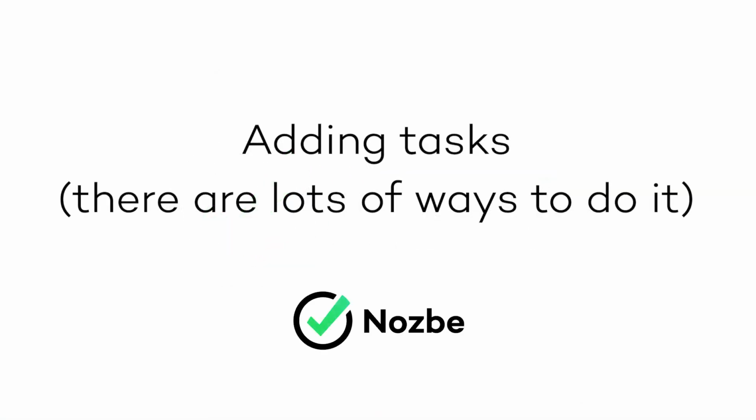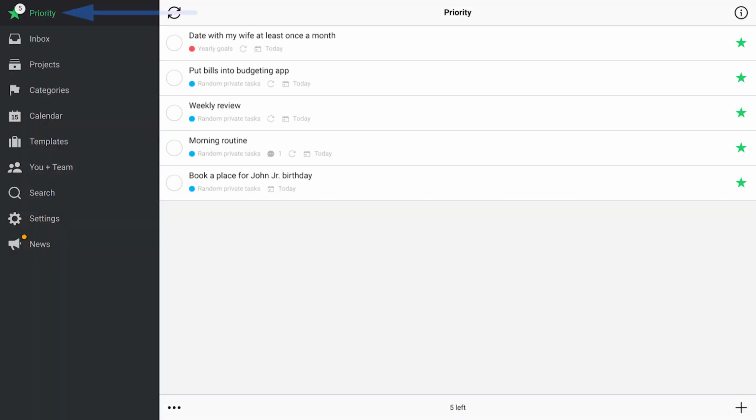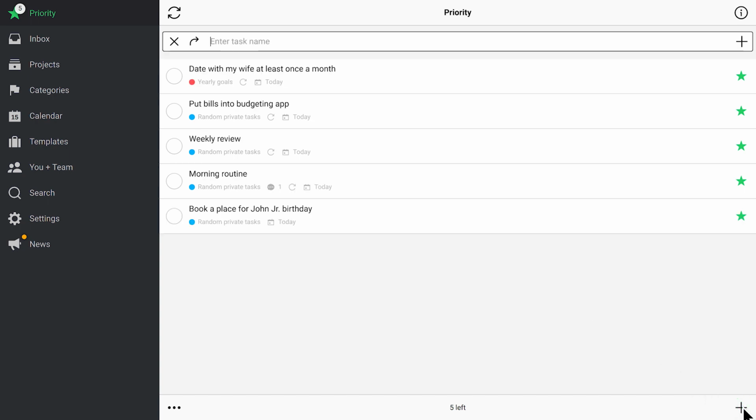Adding tasks. Adding a task with the plus button. Priority view is your command center. Imagine an idea pops into your head when you're checking your tasks for today. You can quickly add it to your Nozbe simply by using the plus button at the bottom of the app's main view. The new task will be added to your inbox and marked with a star, which means that it will also be visible on your priority list. It's a good way to add tasks that you want to review later.